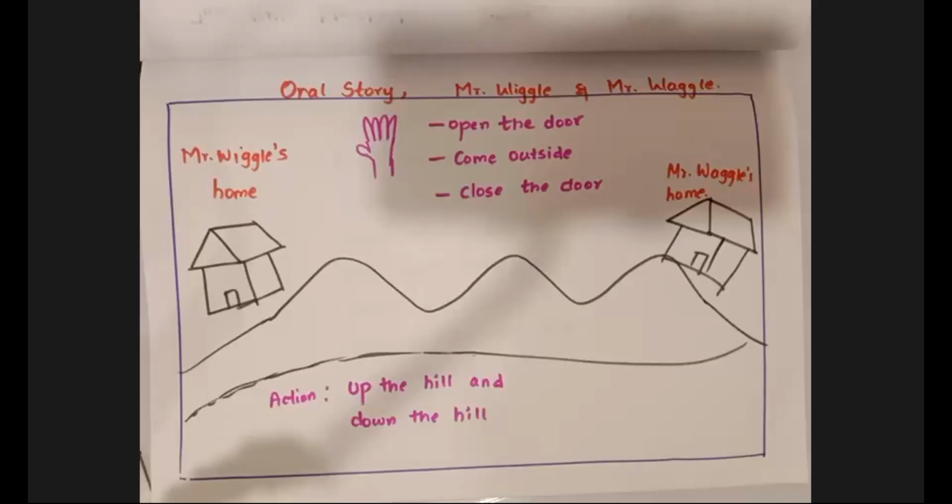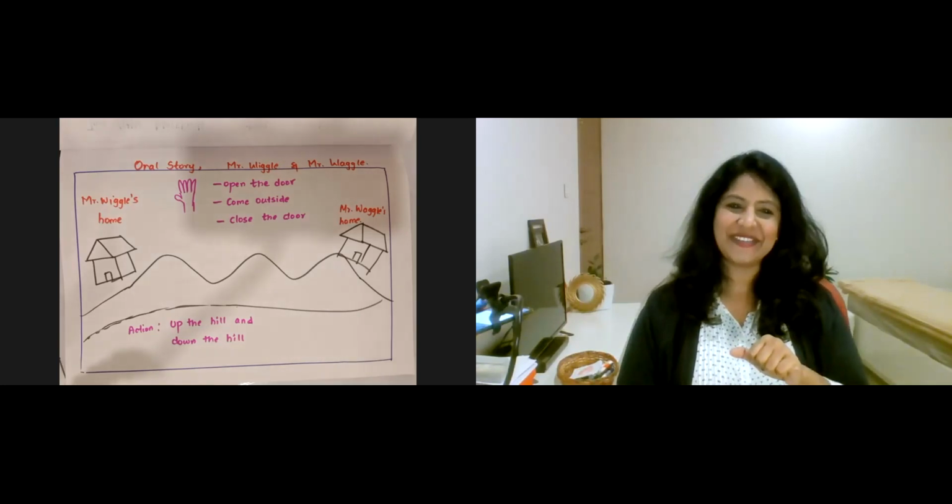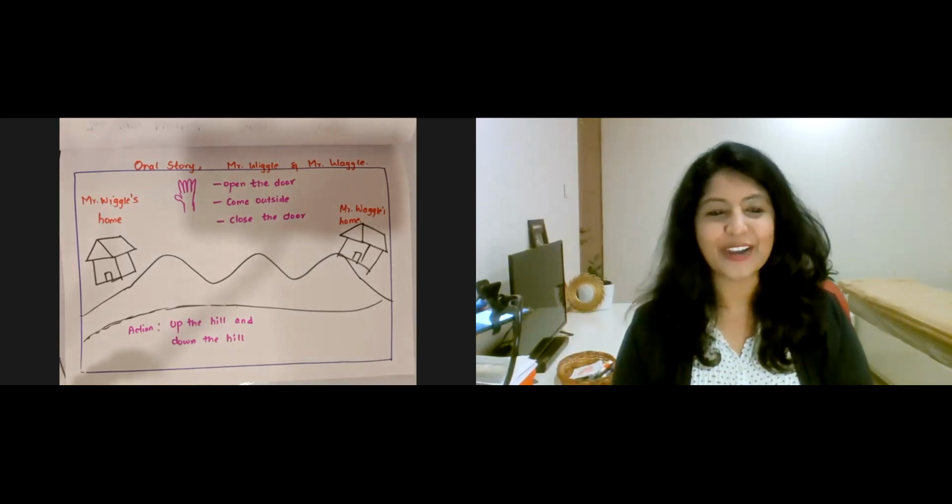So we got to learn this hand movement. So can we all do it together? They're both inside. The doors are closed. They open the door, they come outside, they close the door, and they go wherever they want. Okay, so this is the hand movement. Now, what we are going to do is we are going to do a story based on this. Okay, ready everyone? So we're going to do this.